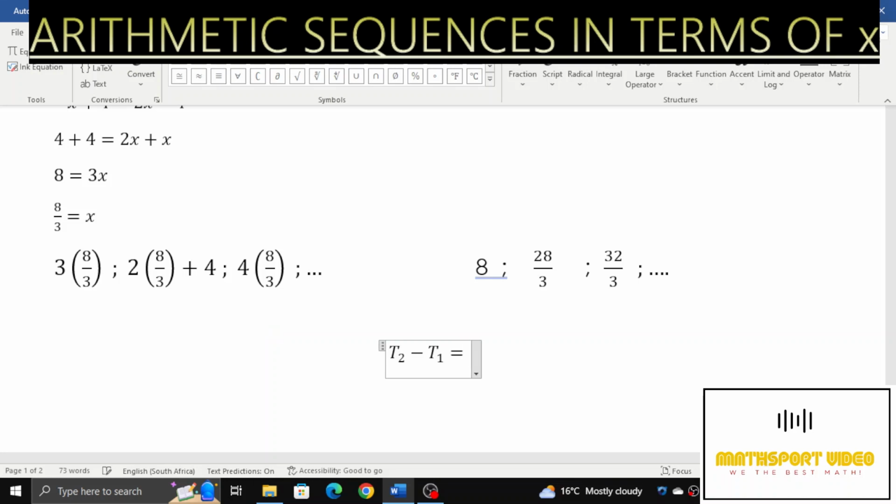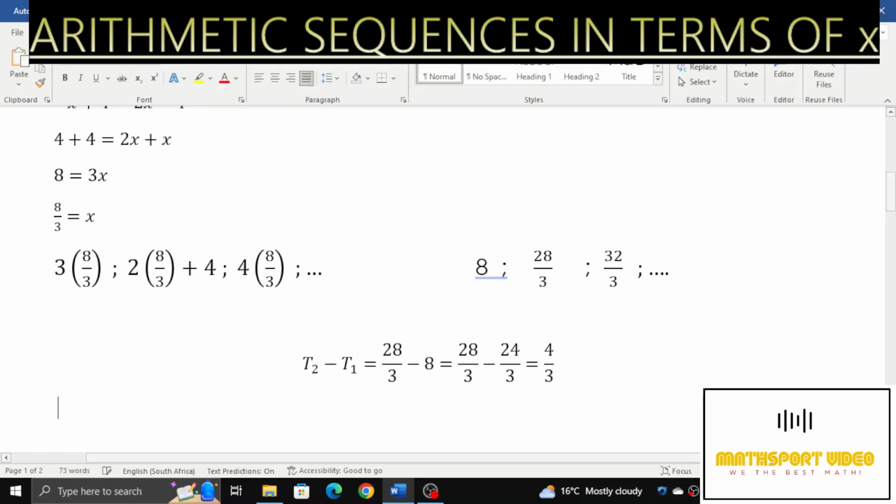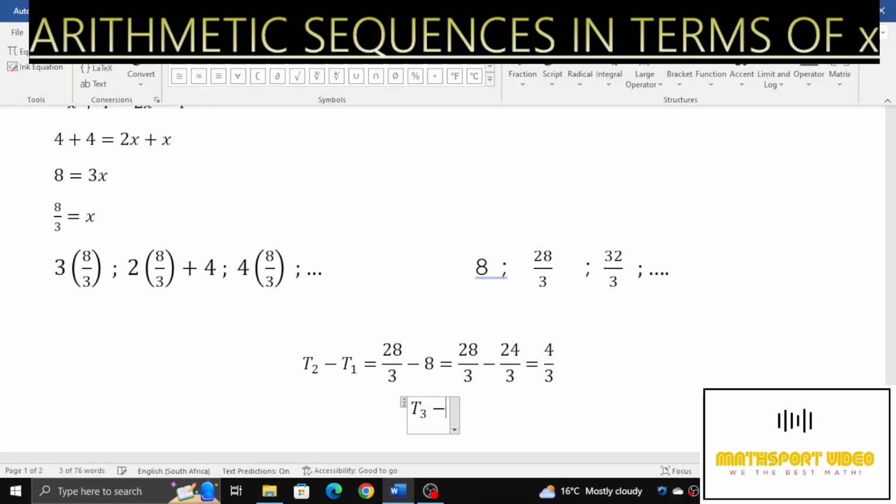Now, if we just check quickly, what is t2 minus t1? Okay, so t2 minus t1 is 28 over 3 minus 8. 8 can be written as 24 over 3, if we're trying to get those denominators to be the same. And working this out, you're going to get 4 over 3. And then if we work out t3 minus t2, there we're going to get 32 over 3 minus 28 over 3, and that one's even easier to work out because the denominators are both the same. So you subtract the numerators, you get 4 over 3.